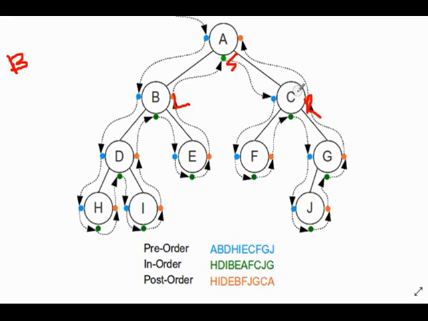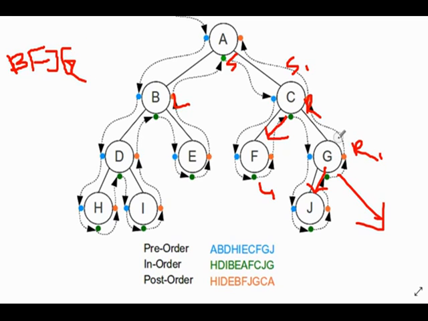Then I have this C on right, but it has a left. So again this becomes S1, L1, R1. So I have to visit L1 first. So F. And then I visit R1. But then again this has a left. So I have to visit J. And then is there any right? No. So self, which is G. Any more right? No. So now self, which is C. Any more right? No. Now A. So H, I, D, E, B, F, J, G, C, A.